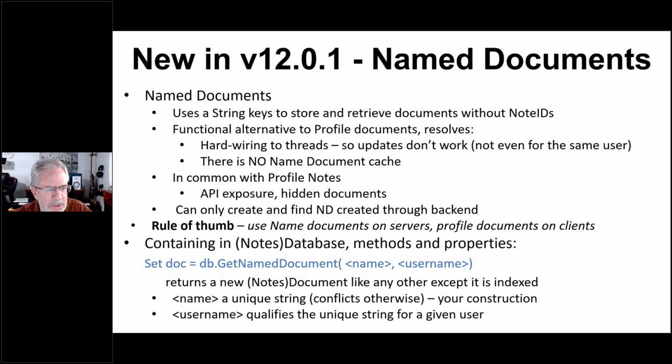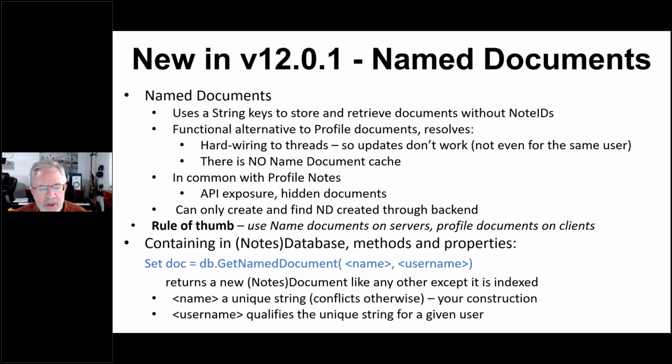So named documents, what are they? Well, they are basically kind of a profile document redux. They do resolve some of the issues with profile documents. Particularly, you may know that profile documents are hardwired to threads. You can't even get to the updates. You can't even do updates sometimes because of that. And there is no cache, so we're going to use the buffer pool as a cache. Essentially, that's what's happening here.